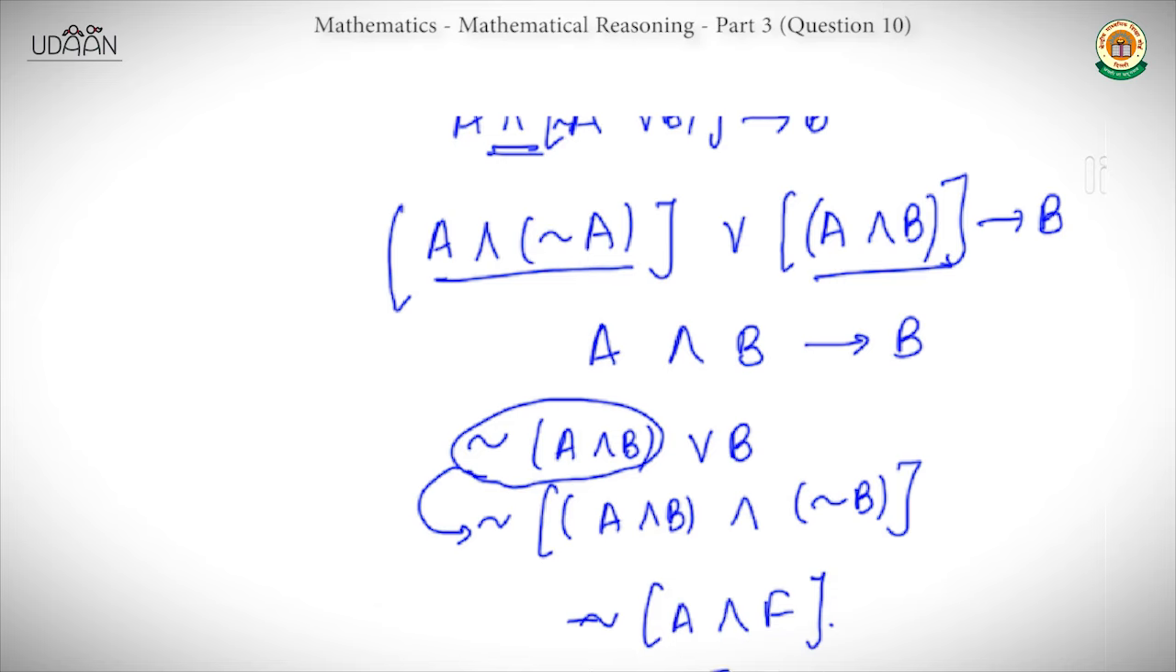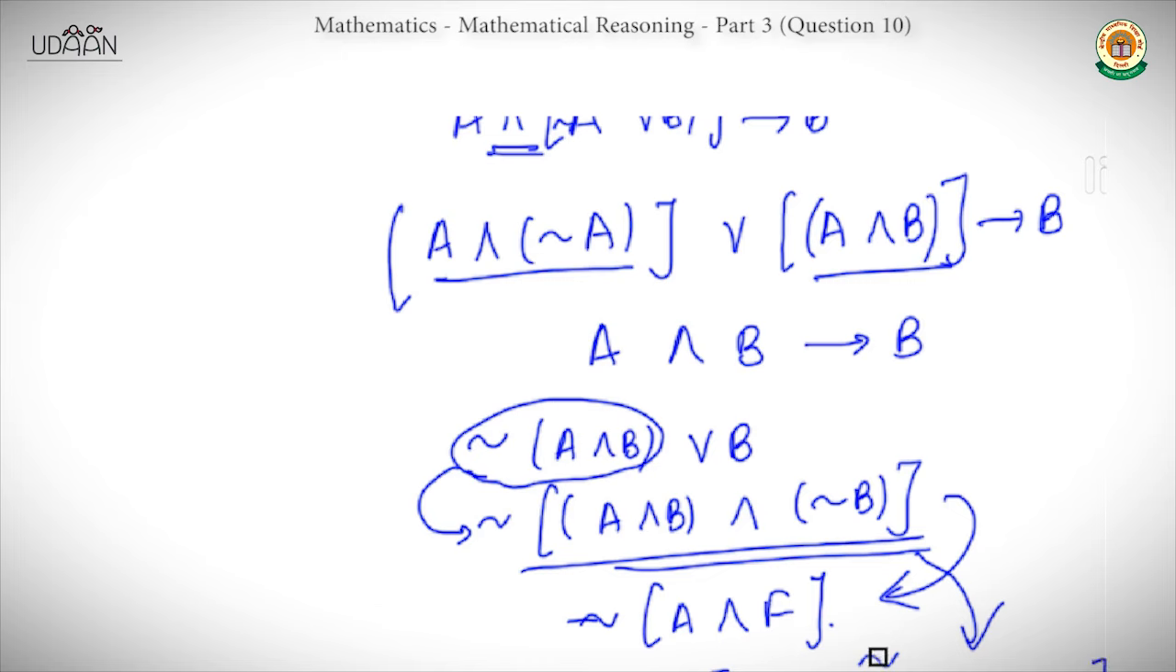Which is ultimately not of A or false. Where exactly does the false come from? Good, that's a good question. This comes from this statement; I skipped this step for you. This is not of A or not of B or B. Are you clear till here? Because we have just broken this into further parts.